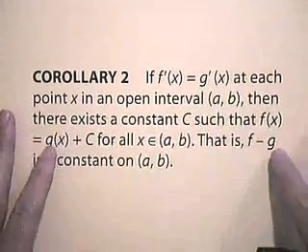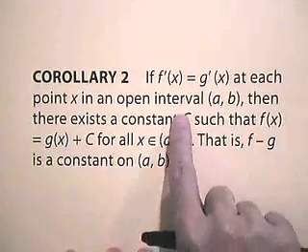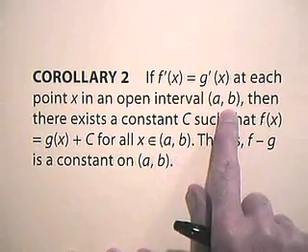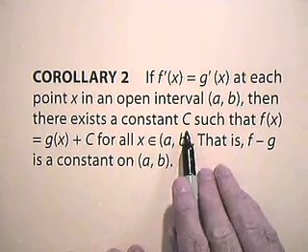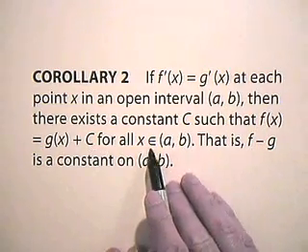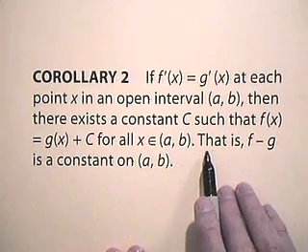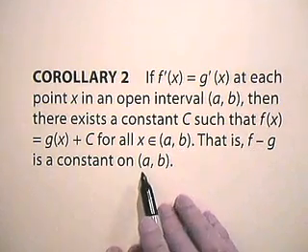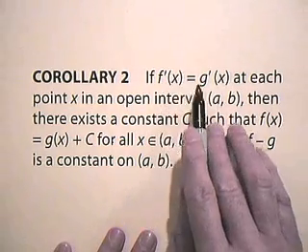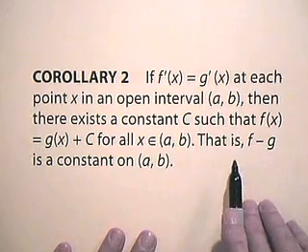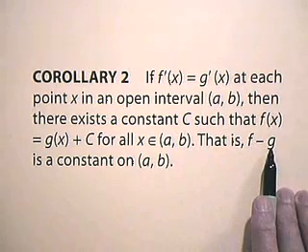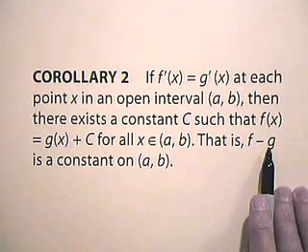Another result that is an immediate consequence of that corollary is if two functions have the same derivative at each point in the open interval (a, b), then there exists a constant C such that f of x equals g of x plus C for all x in the open interval (a, b). That is, f minus g is constant. Think of it this way. If f prime of x and g prime of x are equal, that is, if f and g have the same derivative, then f minus g has derivative equal to 0, and so f minus g is constant by the previous corollary.